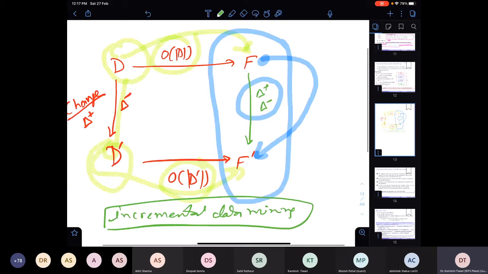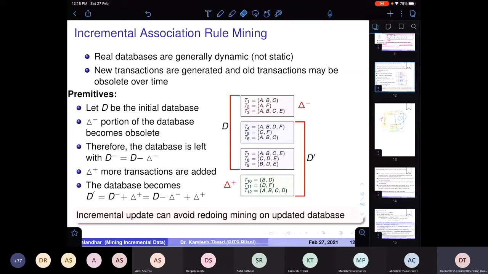A few minutes back we discussed that this is the database that you had. Let's assume that there were 9 transactions. What happened? This part is deleted. This is delta minus. And a new part has been introduced, that is delta plus. So what is your new database? This is the database that you have.